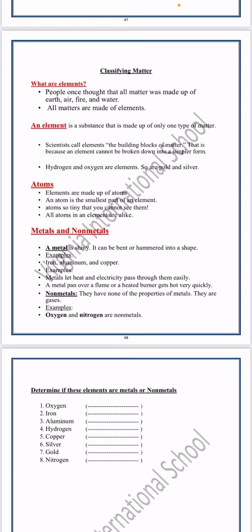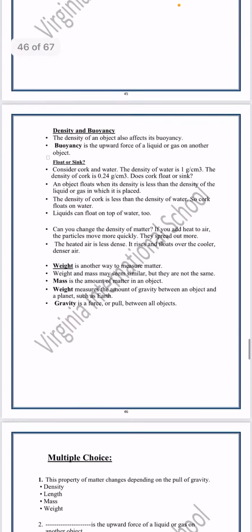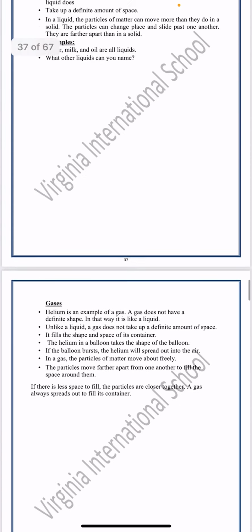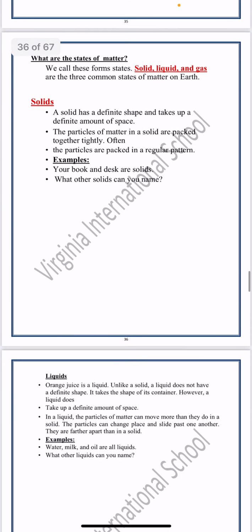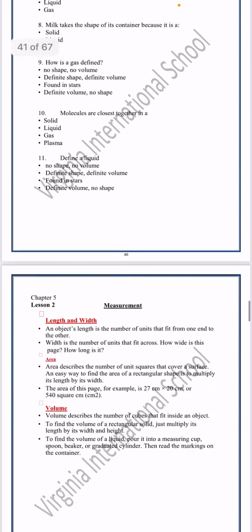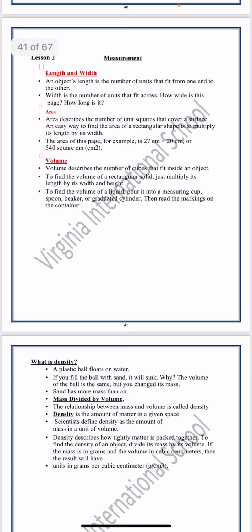Let's first review what we have taken before. We studied the lesson of the states of matter, which was solid, liquid, and gas. You should know which ones have a definite shape and definite volume, and you should know examples for the solid, the liquid, and the gas. And then we studied lesson 2, the measurements.